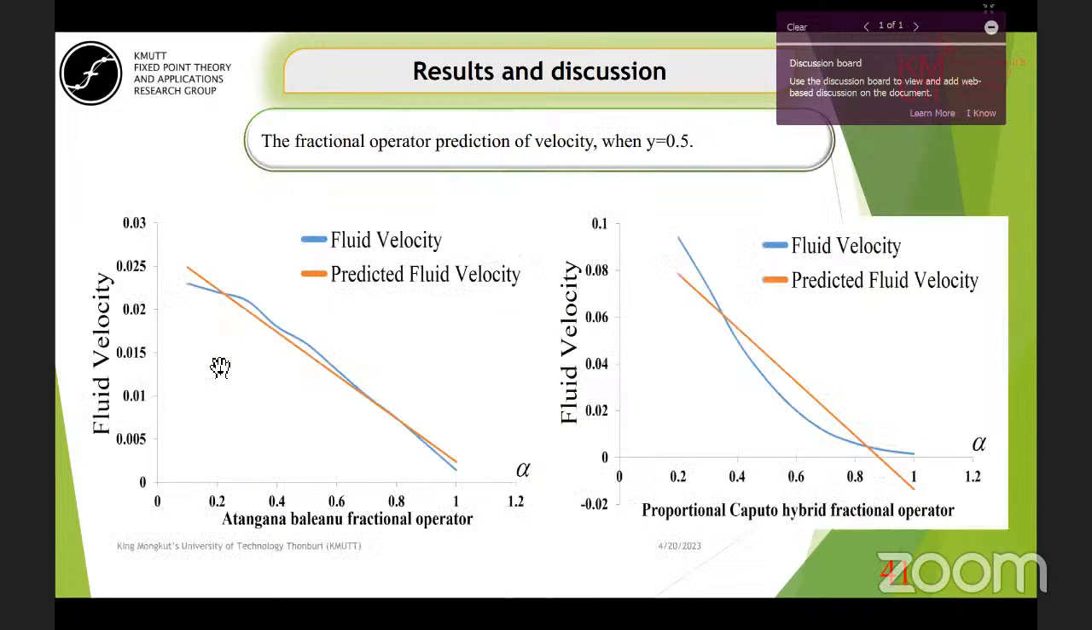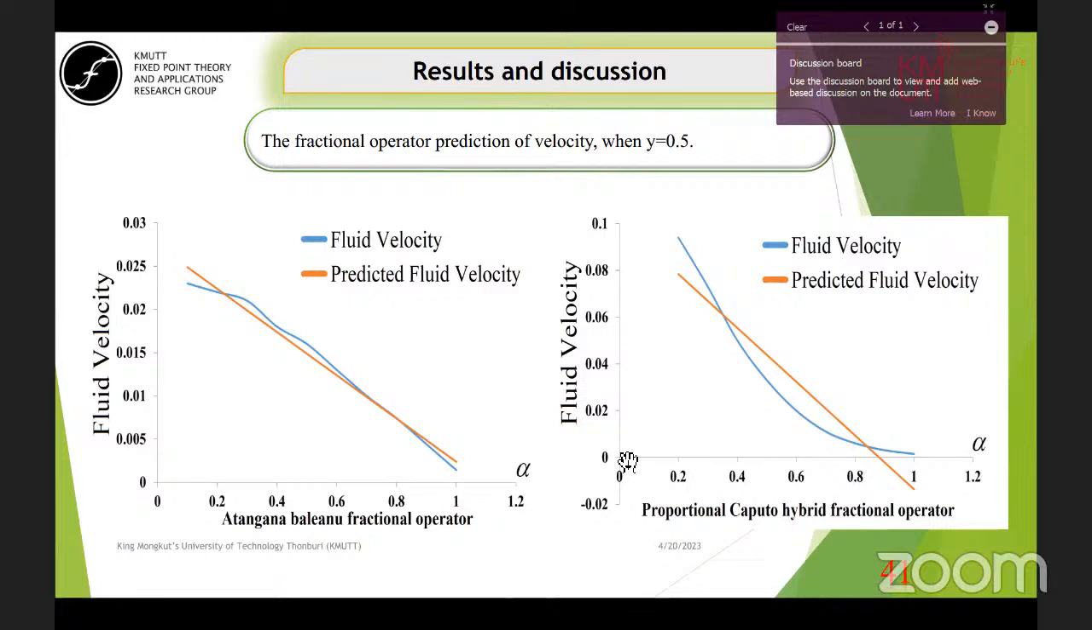But I also did some statistical analysis of both fractional operators on the fluid velocity and entropy generation. In this graph, this is the variation of the Atangana-Baleanu fractional derivative, and this is the variation of the constant proportional Caputo fractional derivative, through regression analysis. We can see that Atangana-Baleanu is nearer to the predicted fluid velocity, while the constant proportional Caputo derivative operator has more scatter. So we can say that the Atangana-Baleanu fractional operator is more statistically significant as compared to the CPC fractional operator.